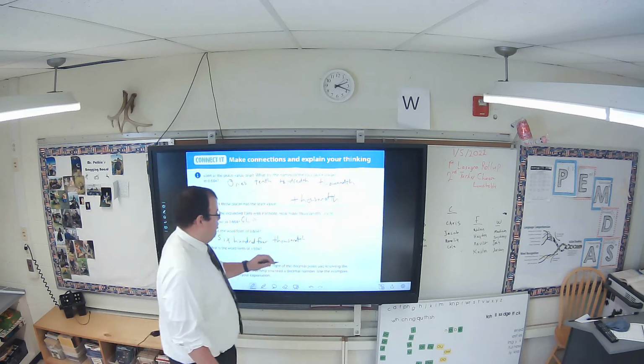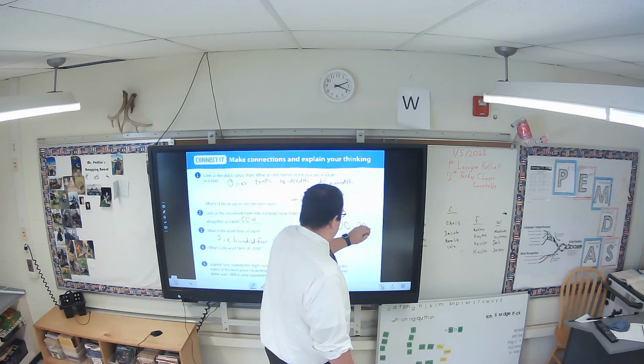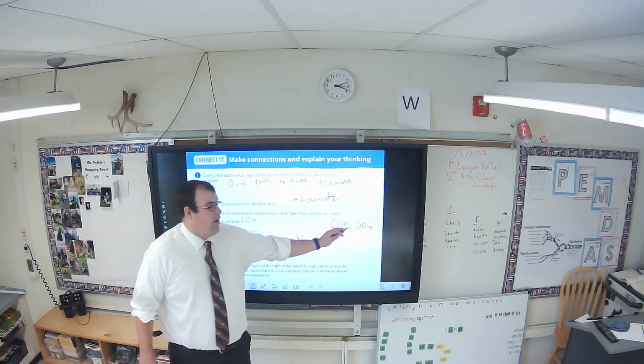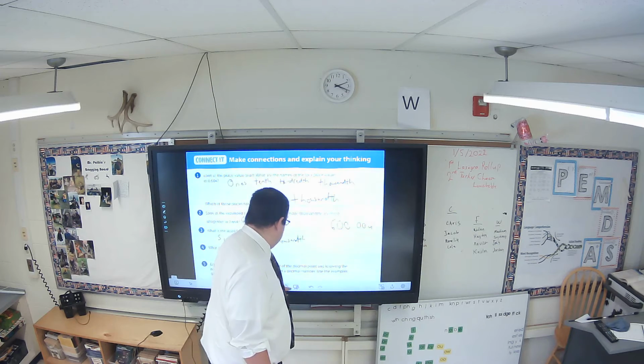If I was to write it out that way, it'd be this. But you're saying 600 and 4 thousandths is what we're saying. So it'd be 4 in the thousandths place. It's not the same number, is it? No.